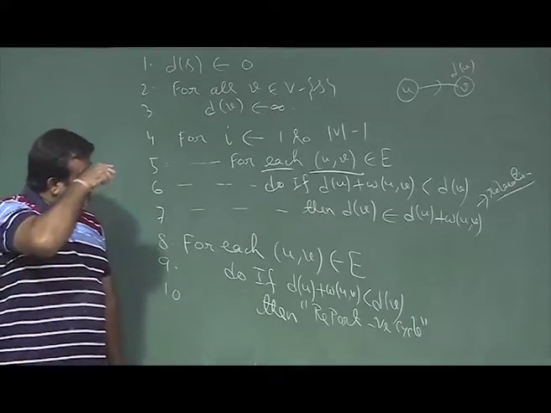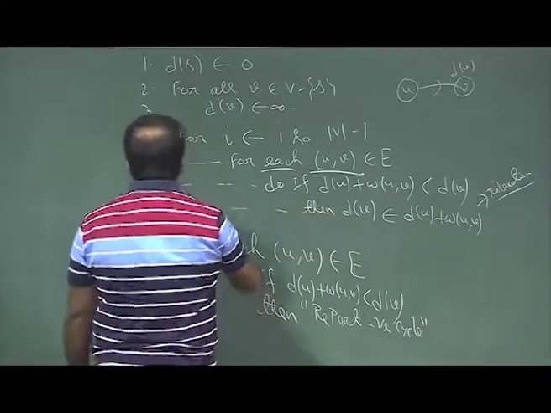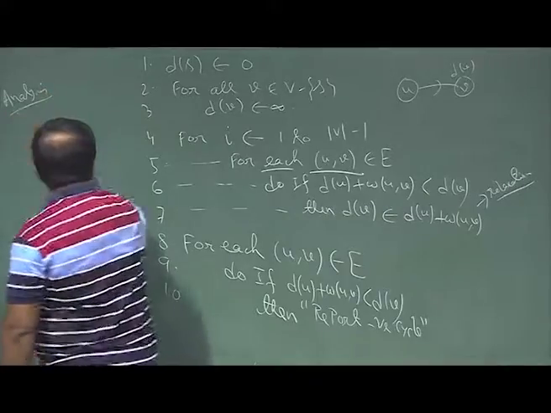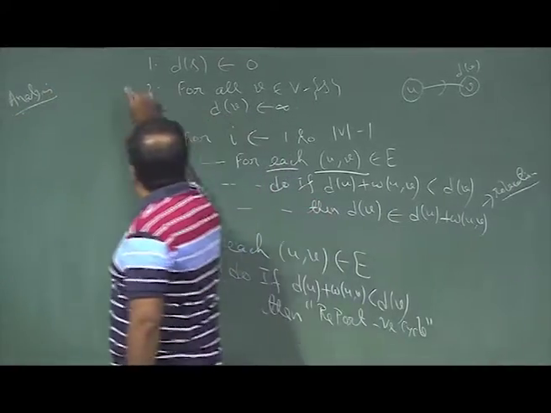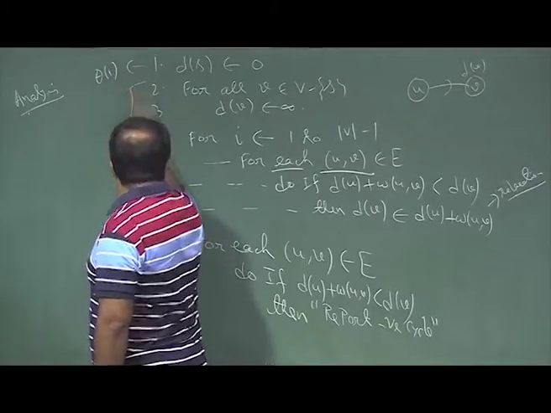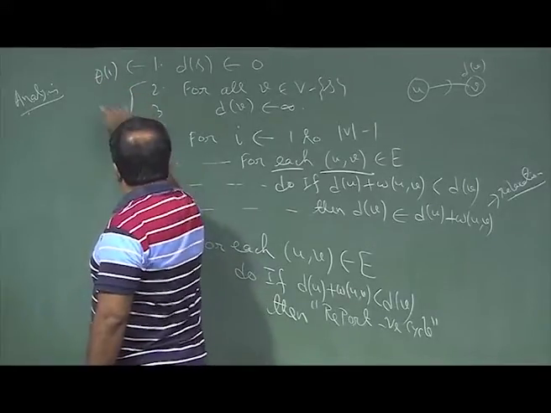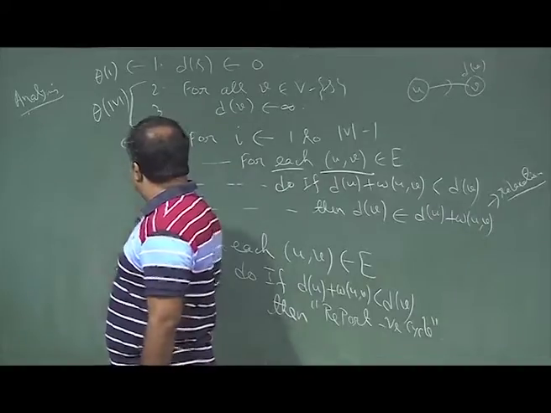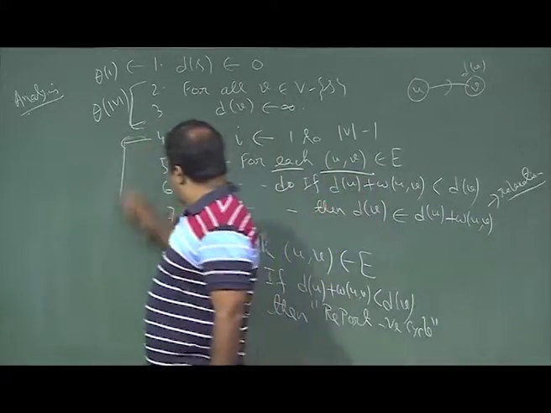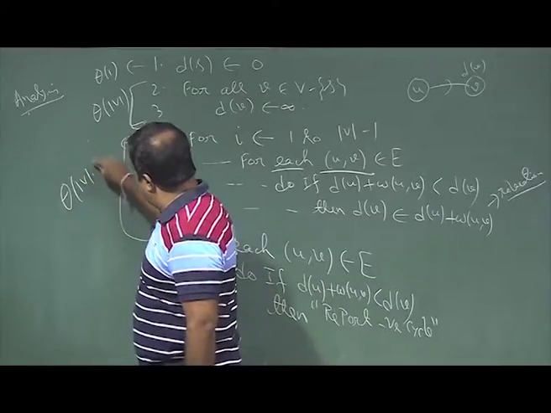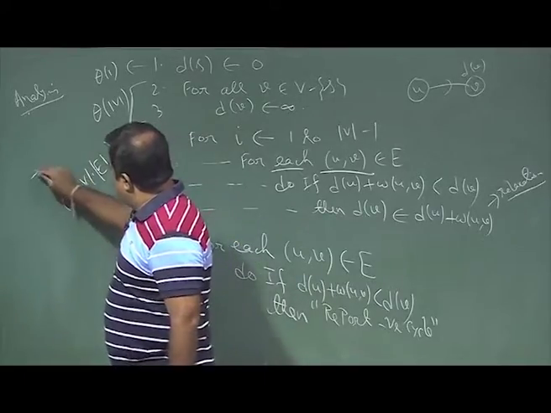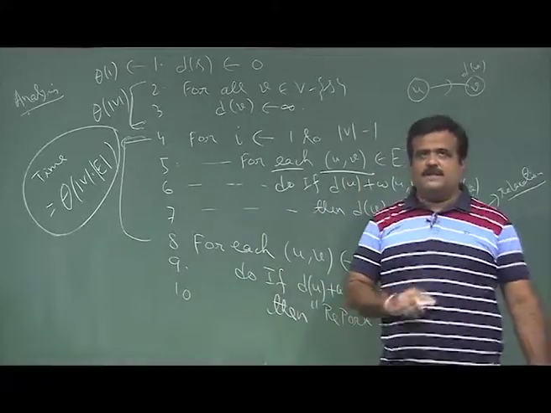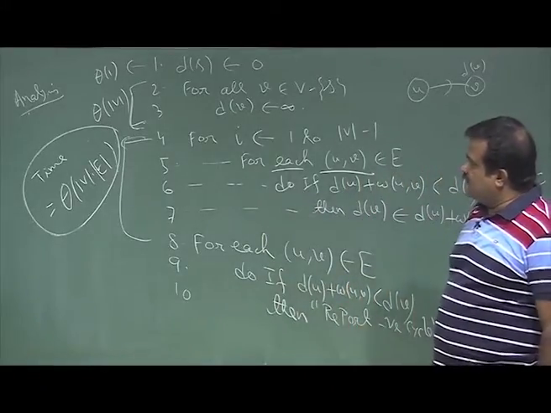Okay, now, before going to the example, let us talk about the time complexity of this algorithm. What is the time complexity? So, this is the time analysis. The initialization step is order of V. Now, this loop is V times and this loop is E times. So, this is order of V times E. This is the time for the Bellman Ford algorithm, order of V times E.